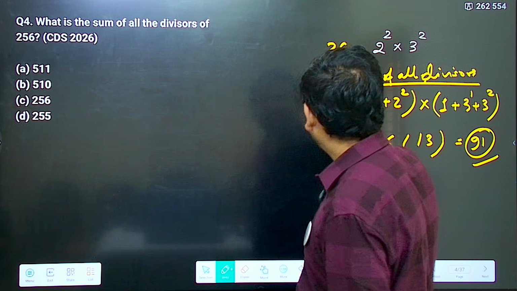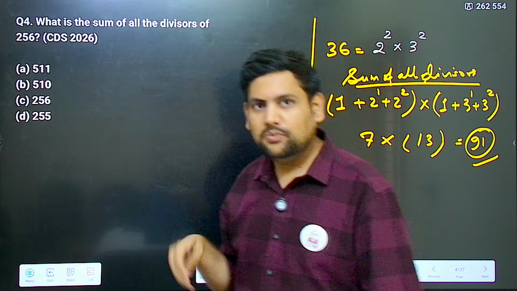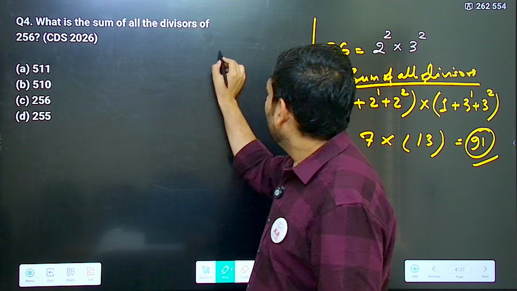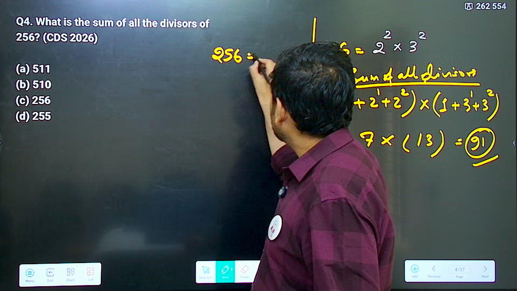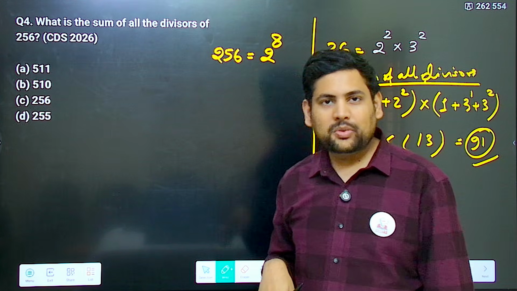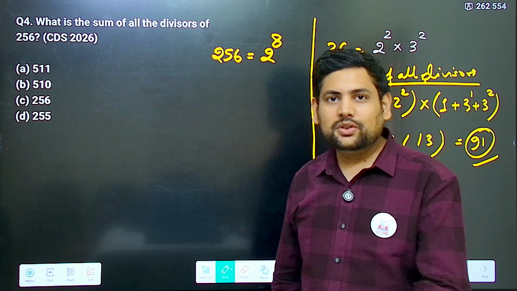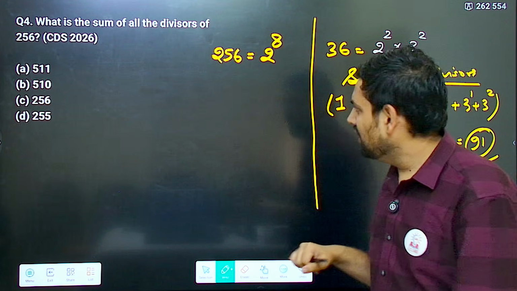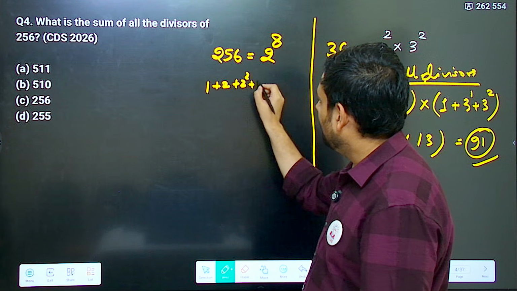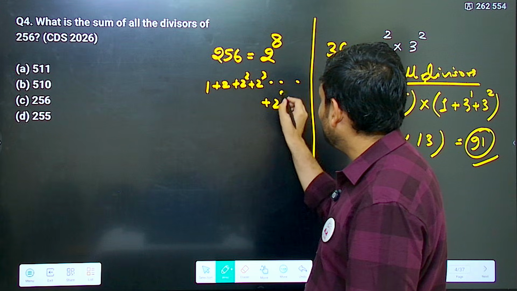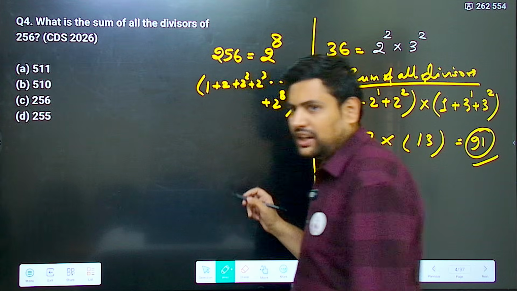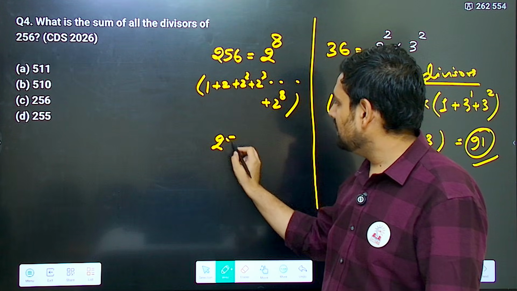Now, if I apply the same thing here, I can get this answer also. But first let me do this by the formula and then we'll see. So 256 is what? 256 is very simply 2 power 8. Correct? This you must know. 2 power 6 is 64, 64 into 4, so 2 power 8. Now, what will you do? You will start adding 1 plus 2 plus 2 square plus 2 cube till 2 power 8. Now, 2 power 8 is 256 itself.